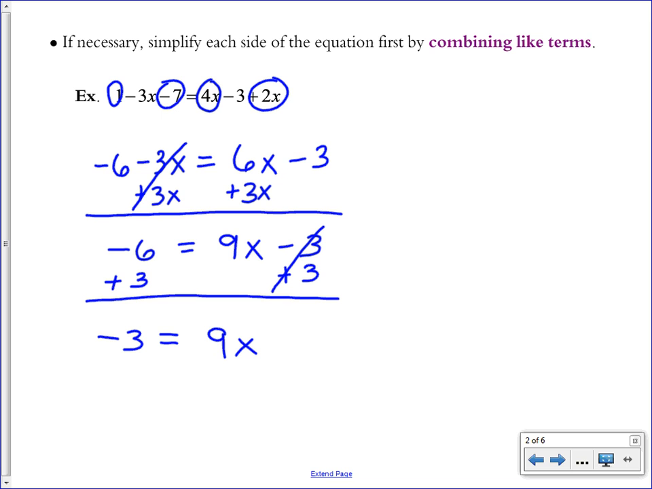And then 9 multiplied by x, I'm going to do the inverse of that, which is divide by 9, showing it with a fraction mark. 9 divided by 9 is 1, so I don't need to show that. X equals negative 3 over 9 can be simplified, and it's okay if you get a fraction as the answer. Fractions are numbers too. The solution to this is negative 3 over 9, which simplifies to negative 1/3.